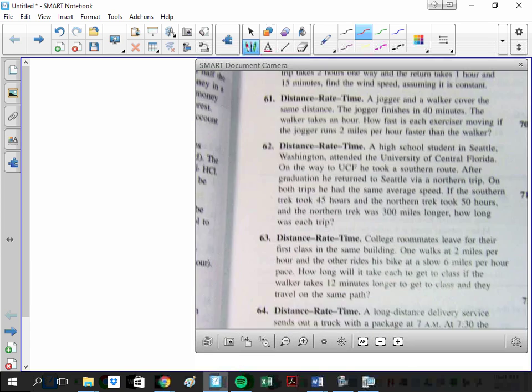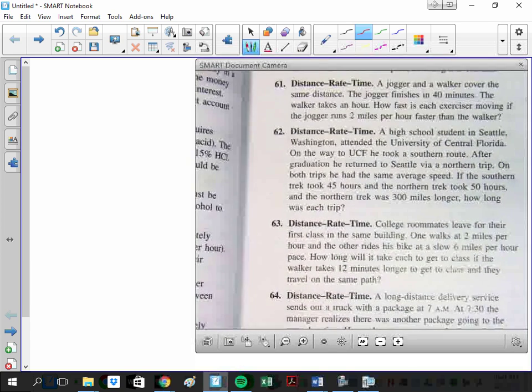Okay, sorry, 61. A jogger and a walker cover the same distance. The jogger finishes in 40 minutes. The walker takes an hour. How fast is each exerciser moving if the jogger runs 2 miles per hour faster than the walker?